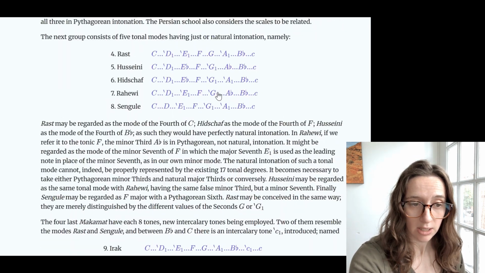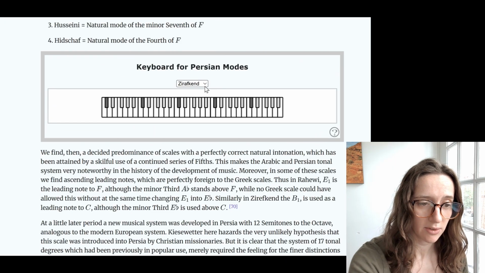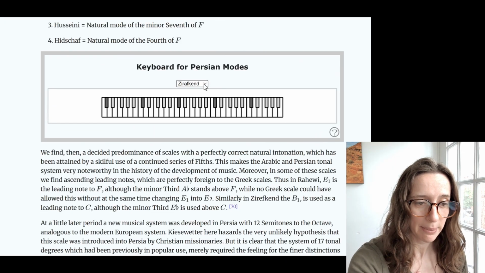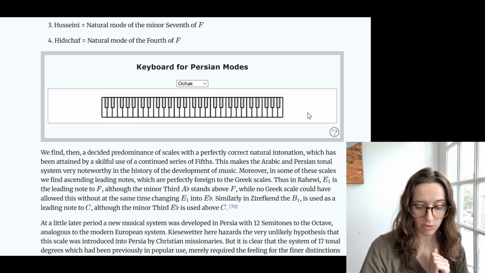Now, of course, you can click on any of these scales to hear them, but you can also go down here to this app, choose one of these modes, and you can play a tune with your keyboard.